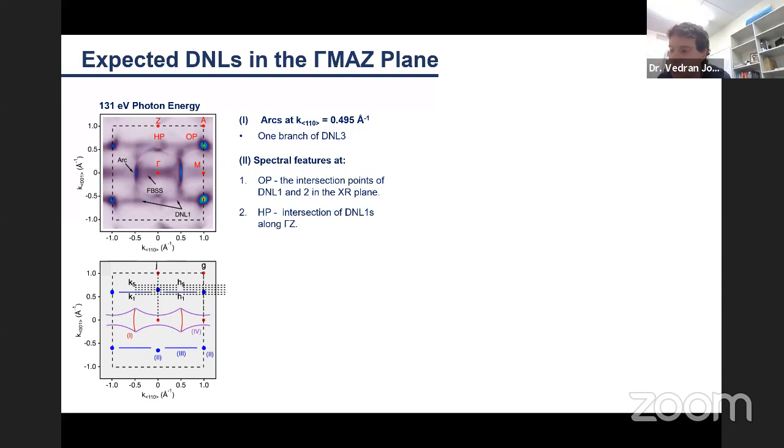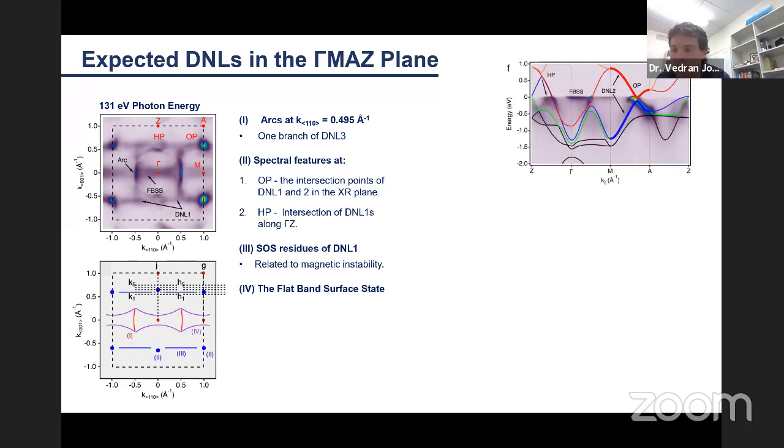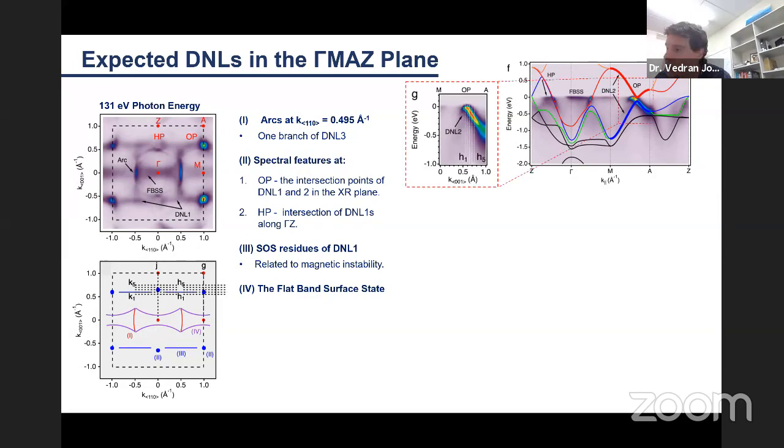And as we will see later, these are actually what hosts the connected hot streaks claimed to be responsible for magnetic instability in this material. And fourth, we identify 2 prominent arcs spanning between the features, and this is the signature of the flat band surface state. So the ARPES band structure along the high symmetry path is well reproduced by the density functional theory.